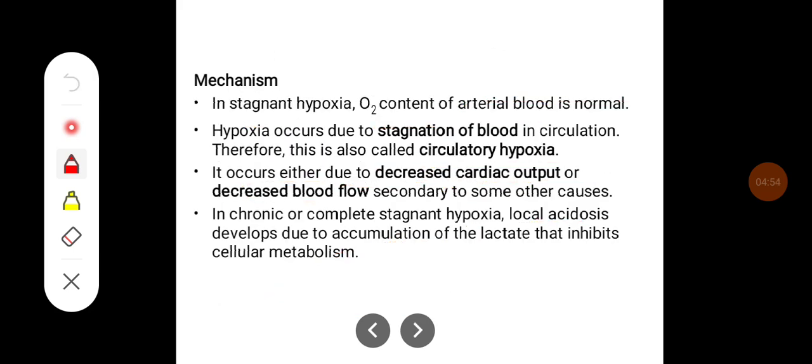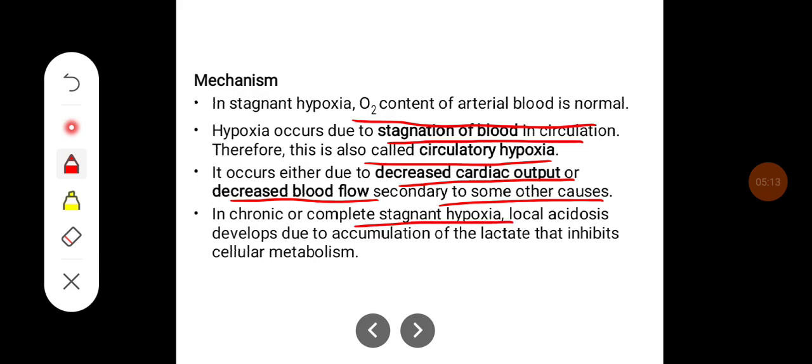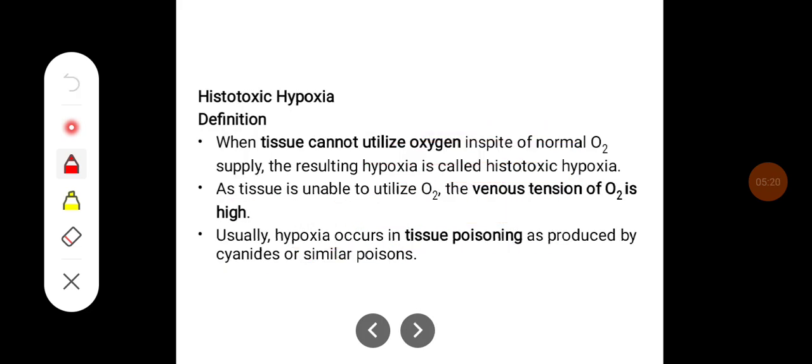In stagnant hypoxia, the oxygen content of the arterial blood is normal. Hypoxia occurs due to the stagnation of the blood in circulation. Therefore, it is also called circulatory hypoxia. It occurs either due to decreased cardiac output or decreased blood flow secondary to some other causes. In chronic or complete stagnant hypoxia, local acidosis develops due to accumulation of lactate that inhibits cellular metabolism.